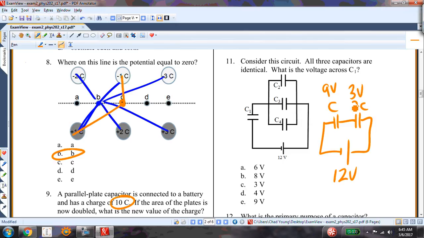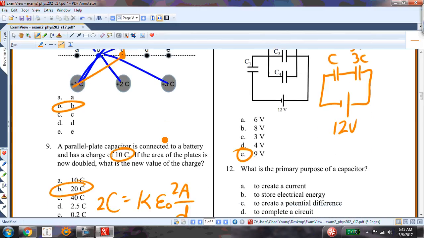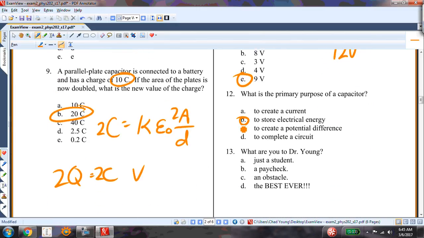If you want to just put in a number for C, you can. You could do 1 microfarad and 3 microfarads and figure out the net charge. But it's easier just to think about how the voltages are distributed. Remember, the smaller capacitor has the larger voltage, so I'm looking for C1, so that's E. What is the primary purpose of a capacitor? Store electrical energy, kind of like the battery that we saw.